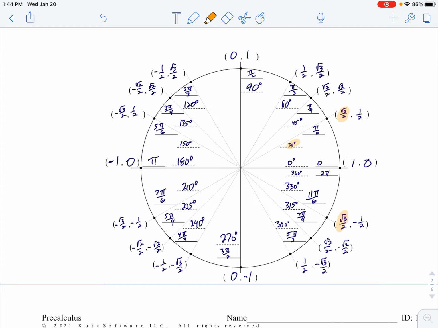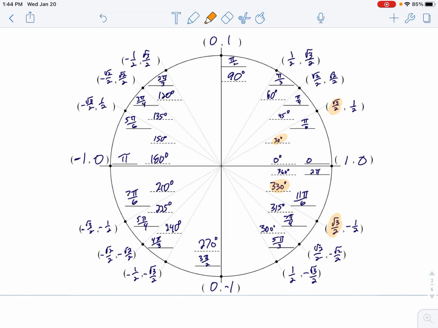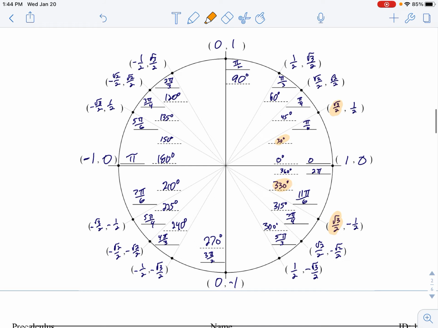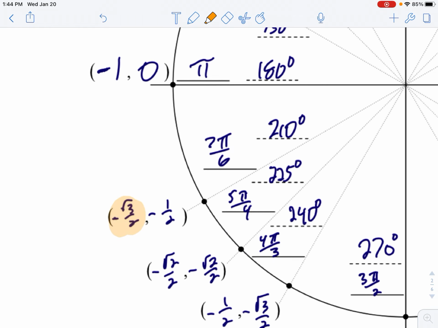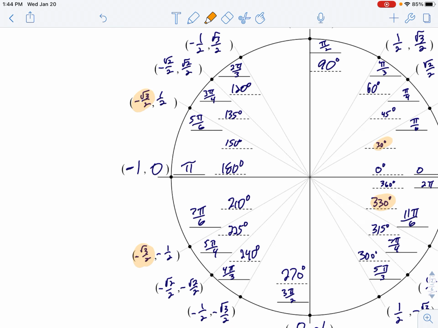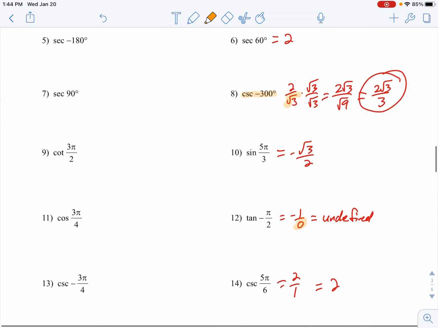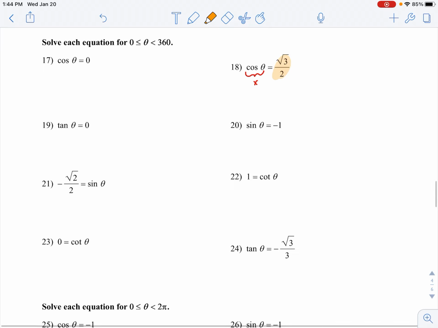But also this one, right? 330 degrees. So there's actually two angles on the diagram that have an x coordinate of square root of 3 over 2. You might say, oh, what about this one? No, that's negative square root of 3 over 2. Same thing for that one, negative. The problem only has positive square root of 3 over 2. But nonetheless, there are two answers.